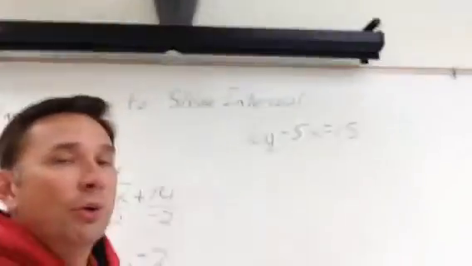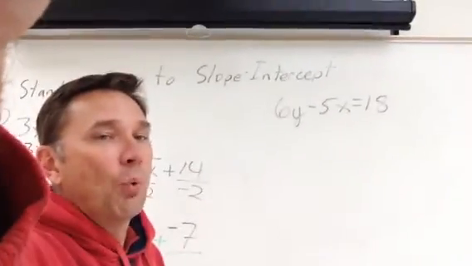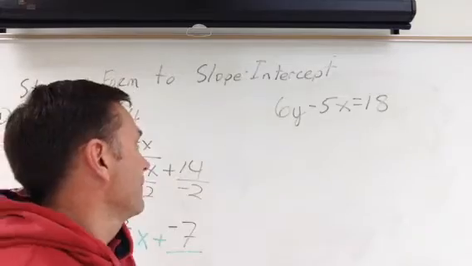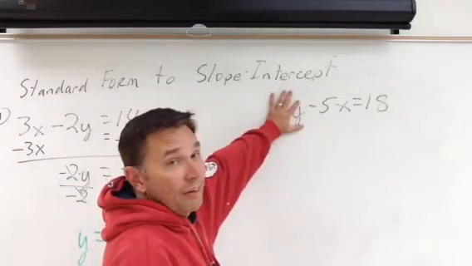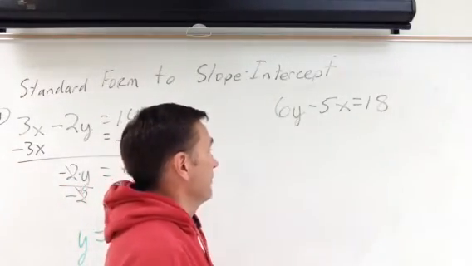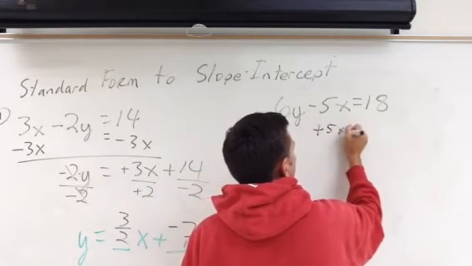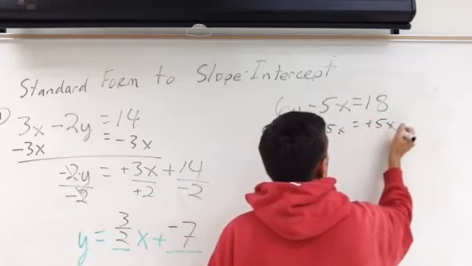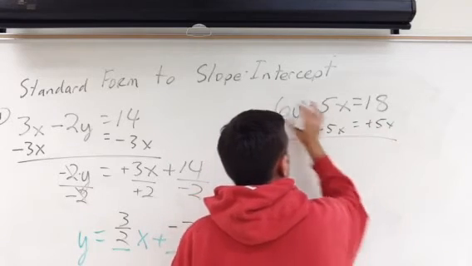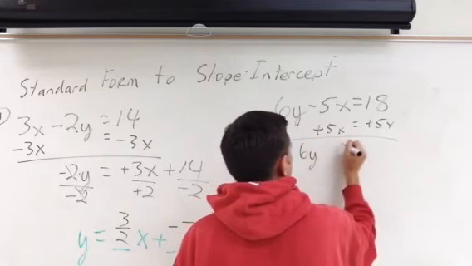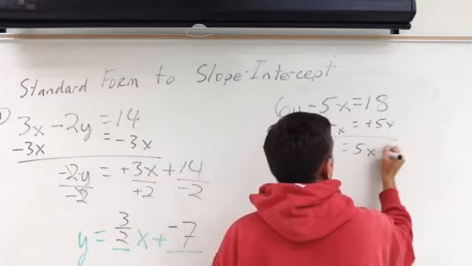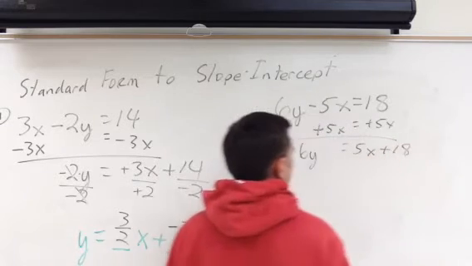Looking at problem 2. Remember, we want to keep the y's by themselves. Out here, the y's are here. Leave them here. Let's add opposites. Add 5x to both sides. Bring down my 6y. And rewrite 5x plus 18.